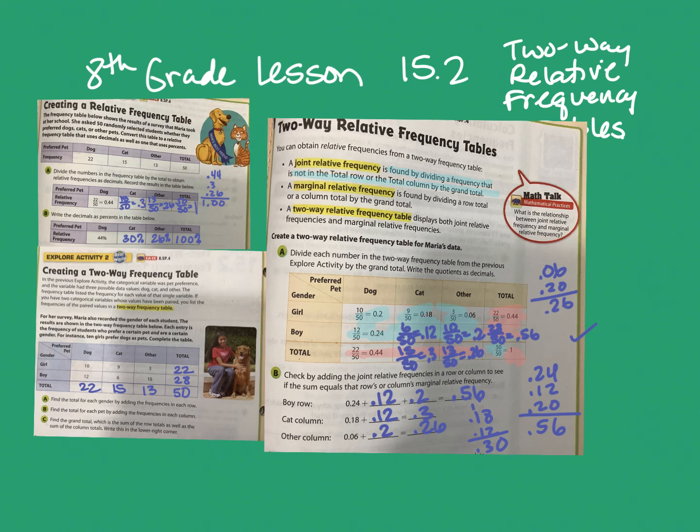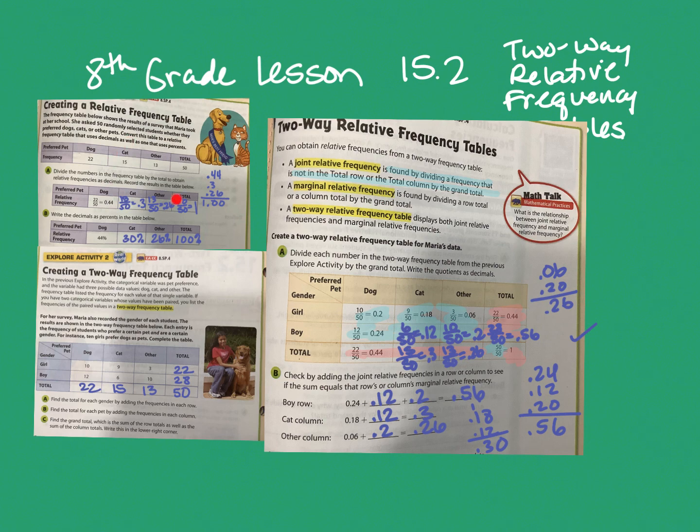So now that it's all broken down, if they ask you, what percent of girls preferred cats? 18%, like you have it all laid out for you. And really, once you have it all laid out like that, whatever they ask you in the word problem, you just have to glance back at your two-way relative frequency table and you're good.